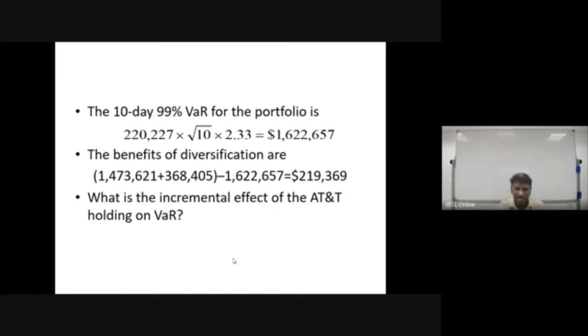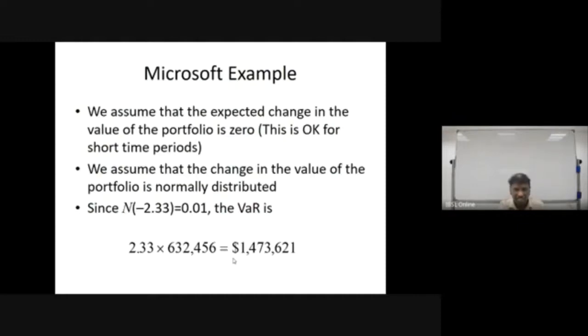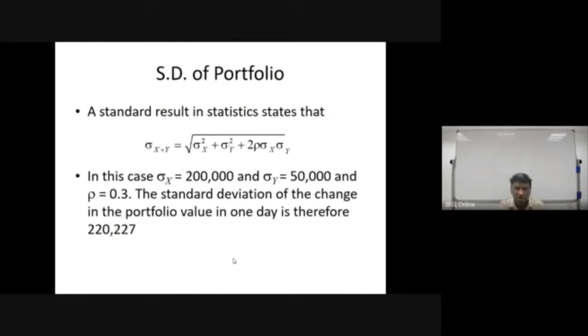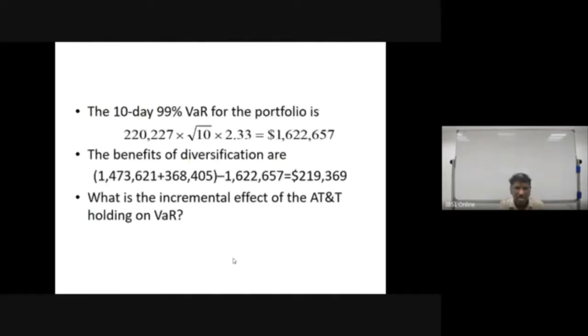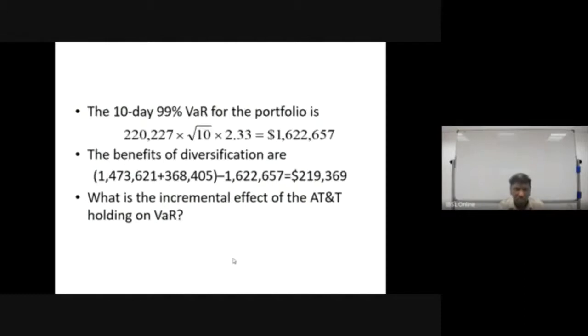Now, let's look at the value at risk. The 10-day 99% VaR. Remember, for individual stocks, the 10-day VaR for Y is 368,405. For X it is 1,473,621. If we work out the 10-day 99% VaR for the portfolio, with the portfolio standard deviation we computed, 220,227 times root 10, because it is 10-day VaR, times 2.33, that comes to 1,622,653.